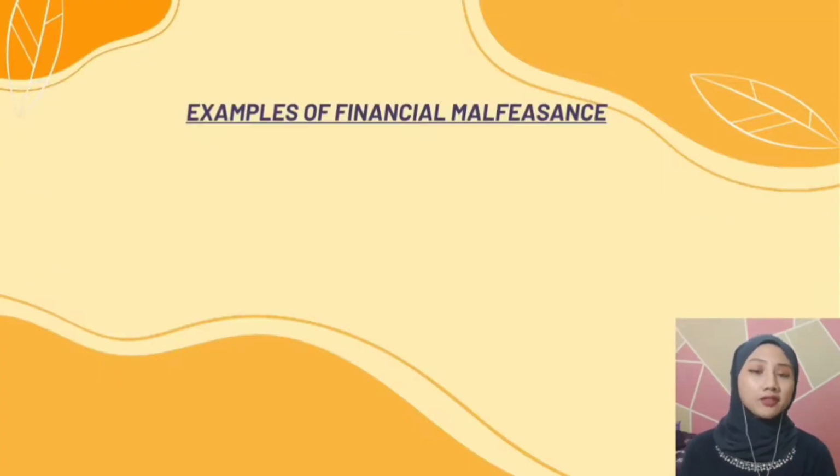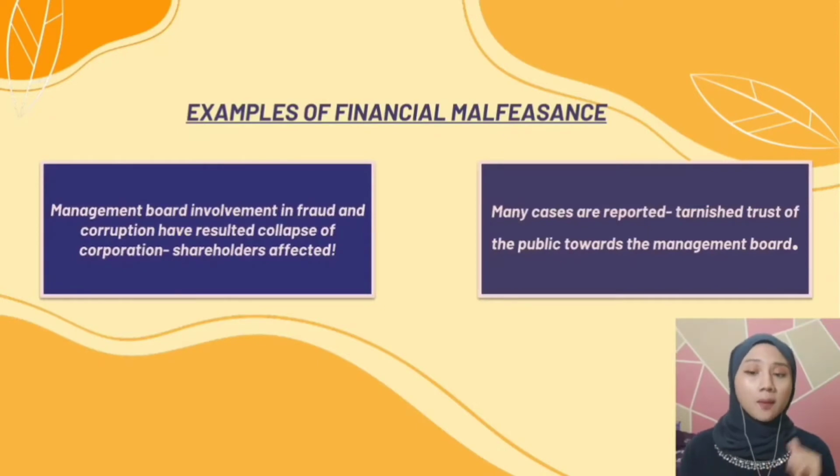An example of financial malfeasance is, the first one, management board involvement in fraud or corruption that has resulted in the collapse of a corporation. The shareholders are affected by this incident. Because many cases are reported, it can tarnish the trust of the public towards the management board of the company.